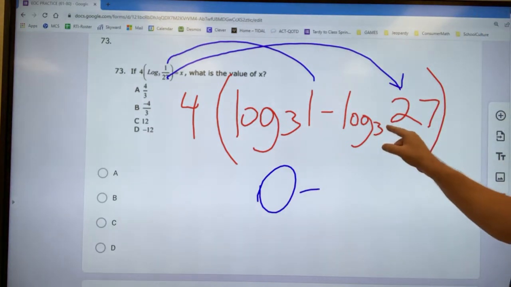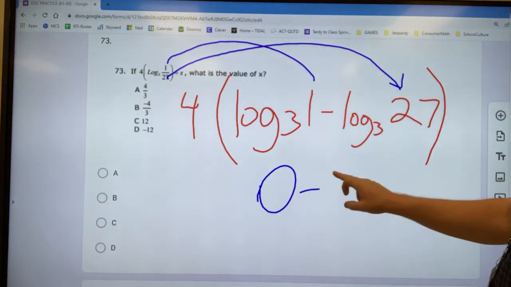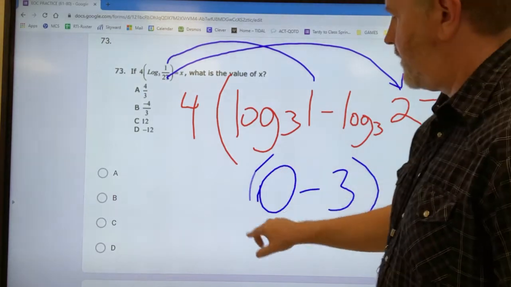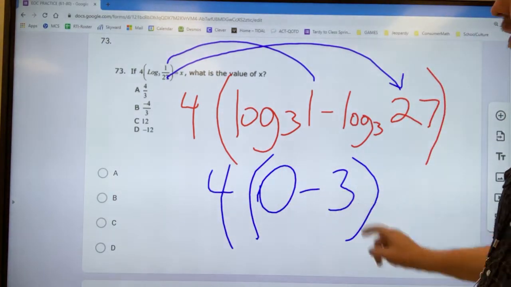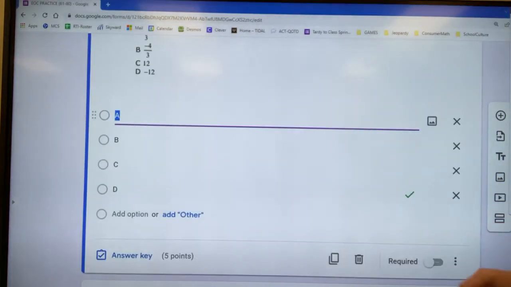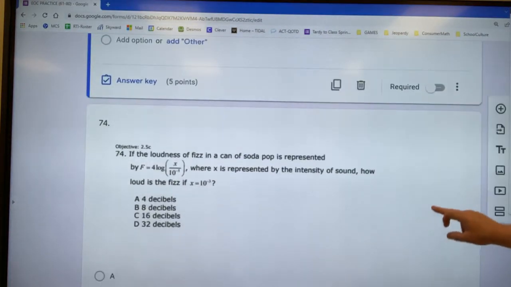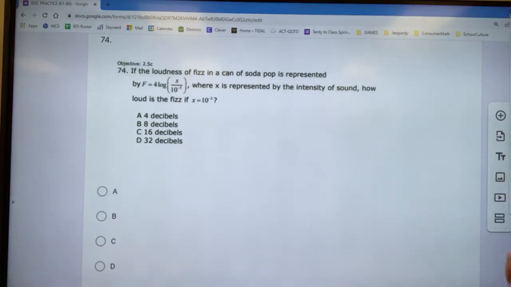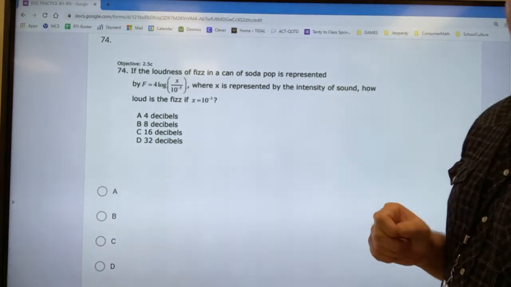0 minus, and then what does 3 need to be raised to be equal to 27? 3, that's still times 4. 4 times negative 3 is also negative 12. Another way to think about the same problem, but obviously that would just be calculator work if you have your calculator. This one also, calculator work if you have your calculator.